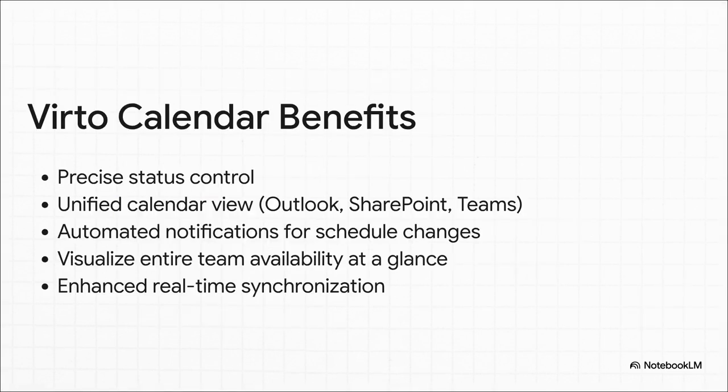So what do you get? Well, it's all about visibility and automation. Just imagine seeing everyone's calendars from Outlook, SharePoint, and Teams all overlaid in one single color-coded view. You can see at a glance who's available. You get automatic notifications when things change. For anyone managing a team, this kind of clarity is absolutely huge.